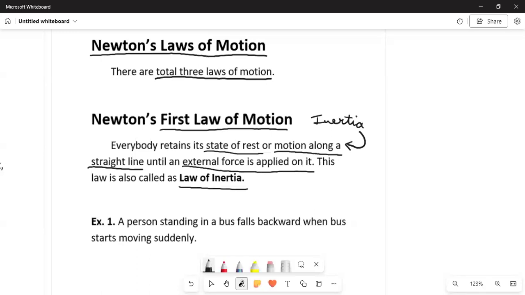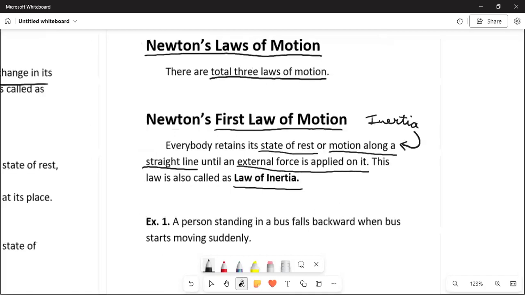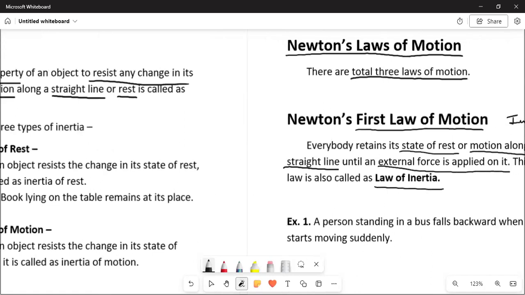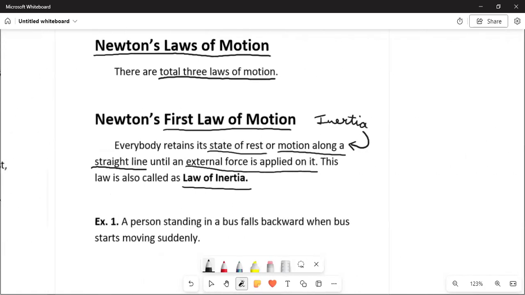And in inertia, we saw that it is a property of an object to resist any change in its state of motion, right? And check here, it is also the same, that every body retains its state of rest or motion. Retains means it will continue, it will resist the change, it will continue its state of rest or motion along a straight line until an external force is applied on it.